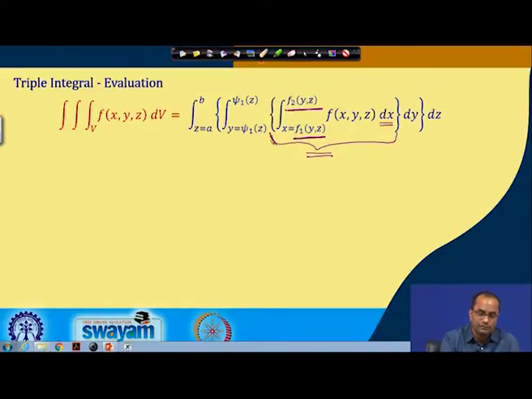As a result, when we integrate the inner one, we will get some function, because we have integrated over x. We will not see x anymore, but the limits can be functions of y and z, and we will also have y and z in the integrand. So, in general, after evaluation of the inner integral, we will get a function of y and z.